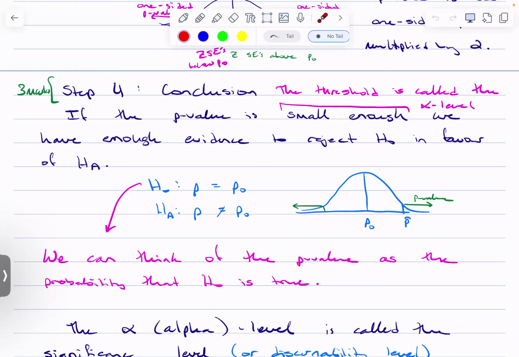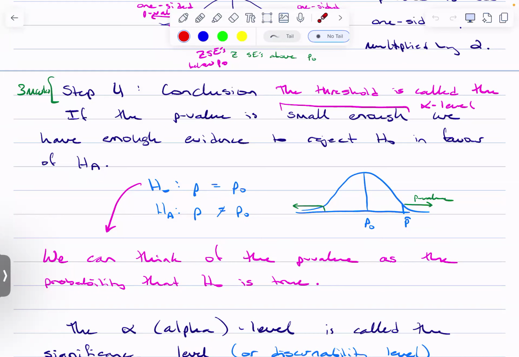So in general, your conclusion might look like this. Option 1, or scenario 1, I should say, is if the p-value is less than the alpha level, you've moved far enough into the tail, you're going to reject H naught.